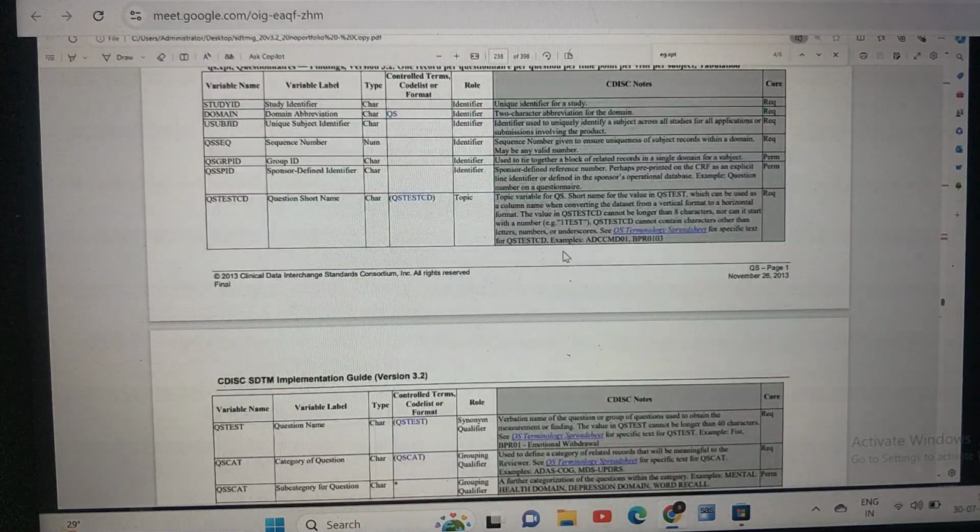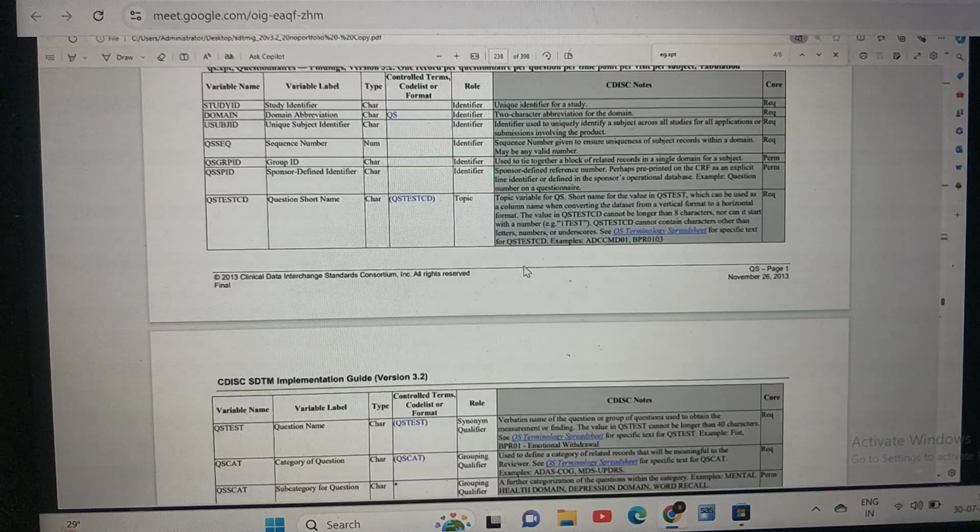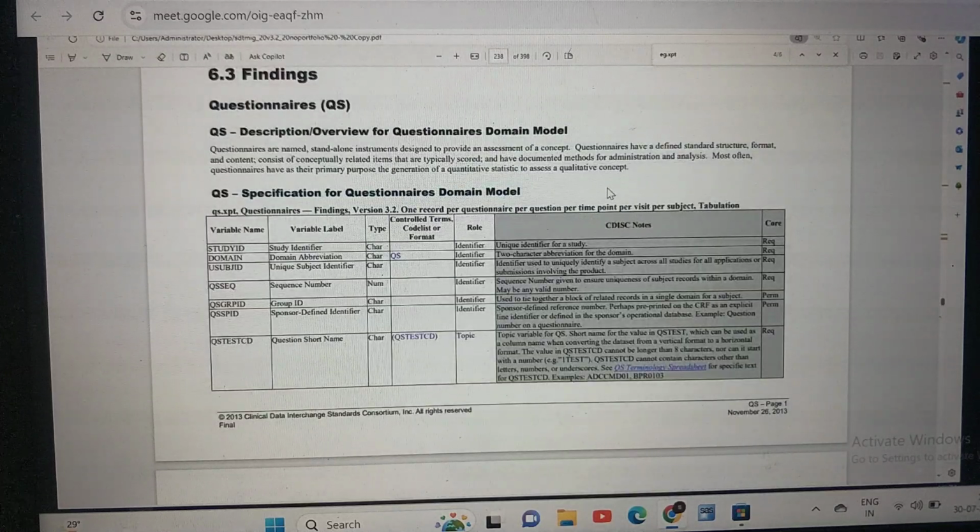Questionnaires are also one of the findings domains. Here the data will be questionnaire related. Like quality of life, there will be a number of questionnaires, such as the Columbia Suicide Severity Rating Scale. Each questionnaire has a set of questions, and each and every question will have a test, and the question response will be the result. For that particular test we can create one test code, a short form.